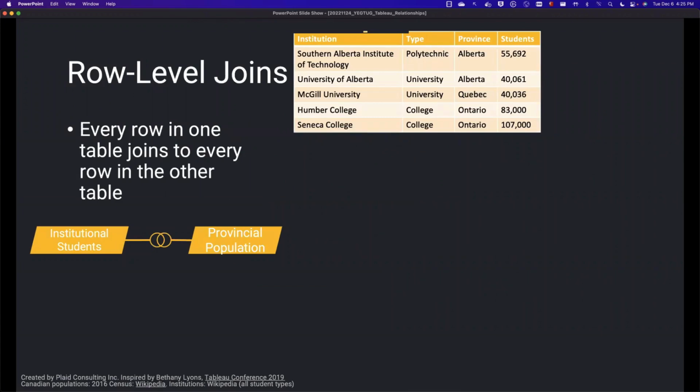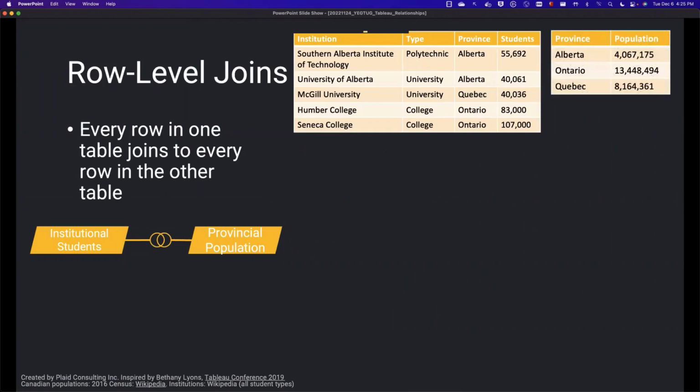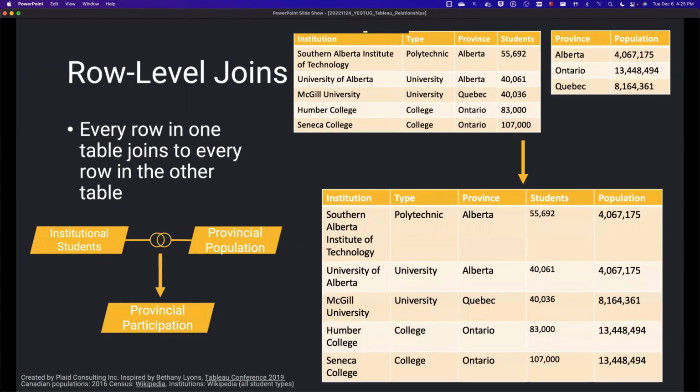So if we think of row level joins, we can have two tables. On the left, we see institutions in Alberta, Quebec, and Ontario, Canada, with the number of students that are enrolled in them. And on the right, we see population of those provinces as of a census in 2016. This is a little outdated now. From this information, we could create a table that would allow us to answer questions around provincial participation. With a row level join, it would look something like this. You may have noticed that our column on the right for population has doubled in the cases where we have more than one institution in a particular province, such as with Alberta and Ontario.